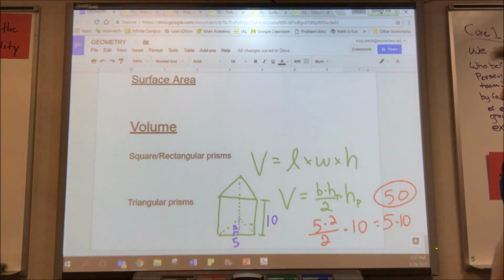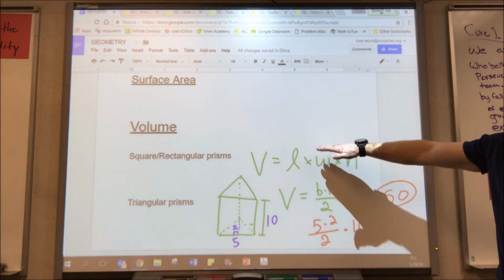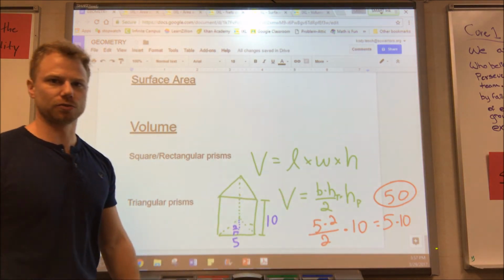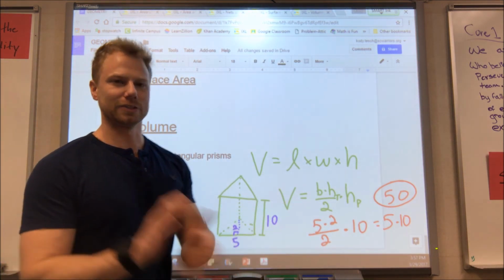Okay? So make sure you have both of these formulas down in your notes. They're going to be really important as you're working through the practice. All right? Let's do some examples.